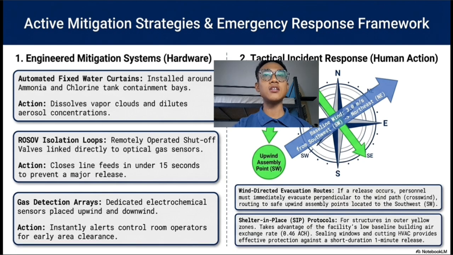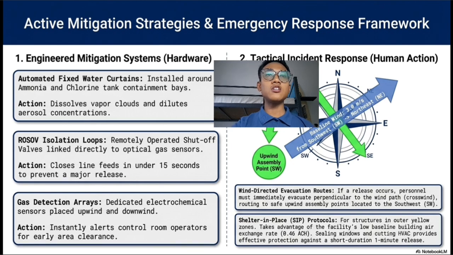And for gas detection arrays, dedicated electromechanical sensors are placed upwind and downwind. In action, they instantly alert control room operators for early area clearance. And this is the tactical incident response, which is what we call human action. And the human action: wind directed evacuation route and shelter in place protocol.